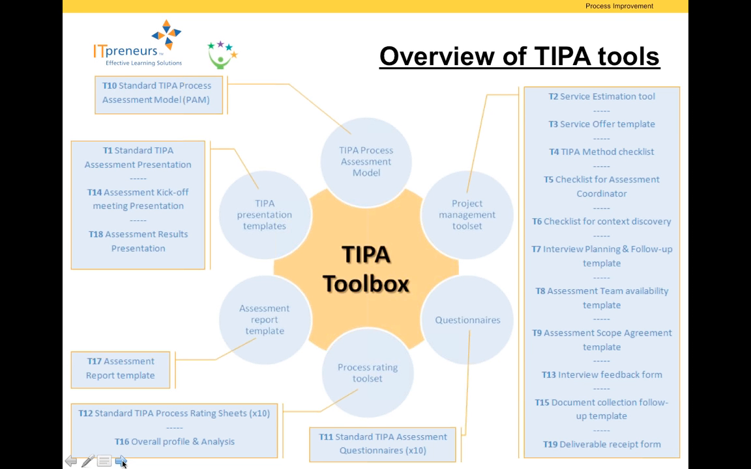And then if we go to the right, we have the project management tool sets: our estimation tool, the service offer tool, our template that we can use to facilitate the first engagement with our stakeholders, and the method checklist. As we move forward in the assessment, we need something to guide us to make sure that we do all the activities that are required at each and every one of these phases, so that we maintain a good quality level while doing this process assessment.